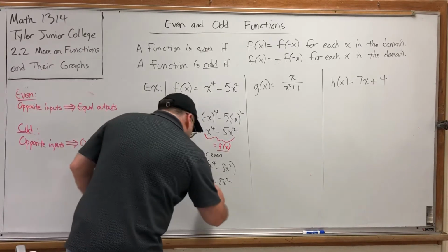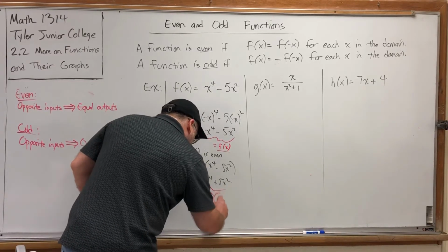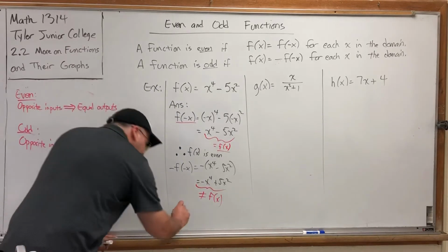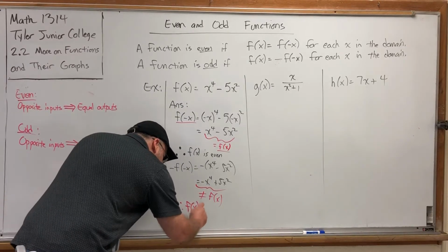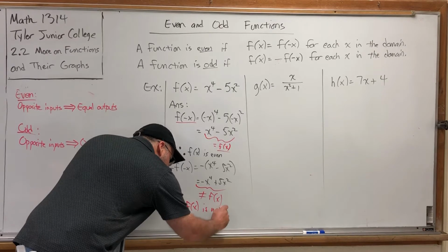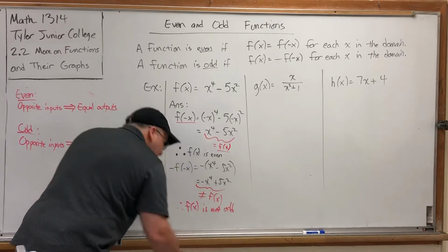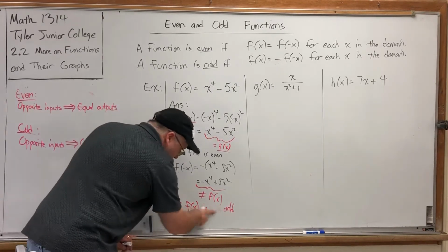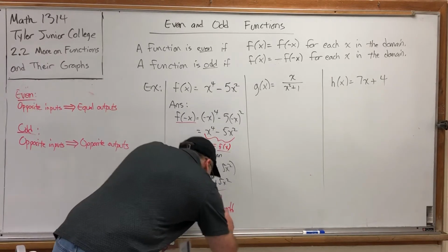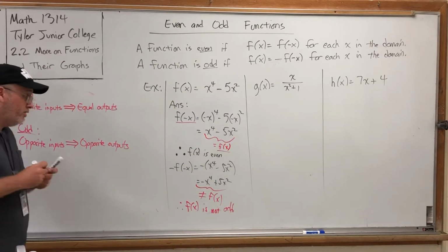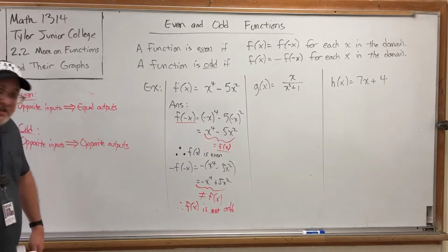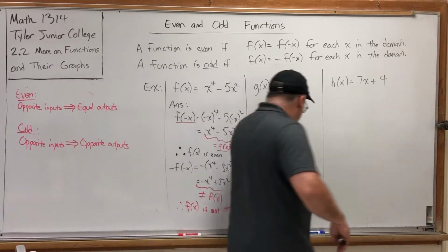This is not equal to the original. So the conclusion that we draw here is that f of x is not odd. Not odd. So check even. If it is, stop. If it's not, take the opposite and see if it matches.